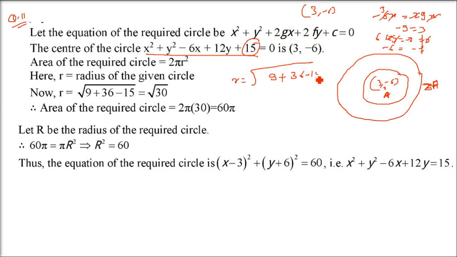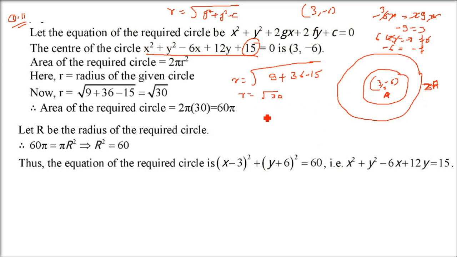So 36 plus 9 is 45. 45 minus 15 is 30. So radius is under root g square plus f square minus c. And just put in here, you will get under root 30. This is r. But the bigger circle, the area is double.